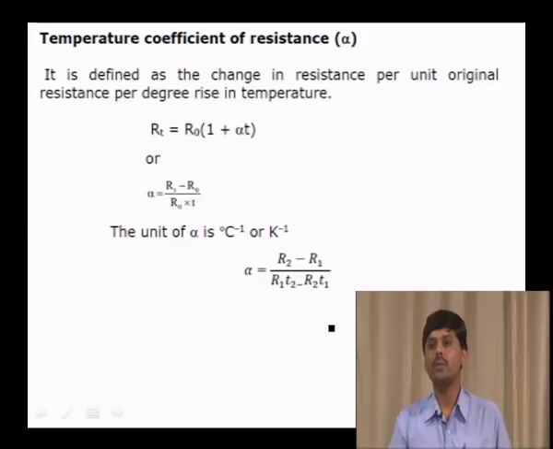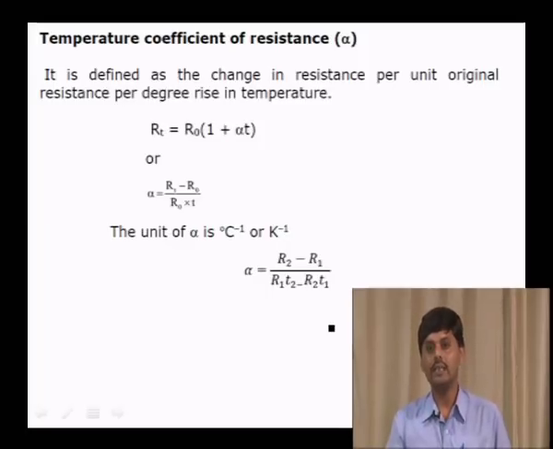Next, the temperature coefficient of resistance of a conductor. It is defined as the change in resistance per unit original resistance per unit rise in temperature. The variation of resistance with temperature is given by the equation R_T is equal to R naught into 1 plus alpha T. Rearranging that equation, we get alpha is equal to (R_T minus R naught) divided by R naught into T. That is, alpha is the change in resistance divided by the resistance at 0 degrees into the unit rise in temperature. The SI unit of alpha is per degree Celsius or per Kelvin.